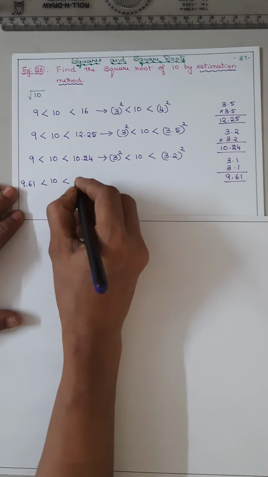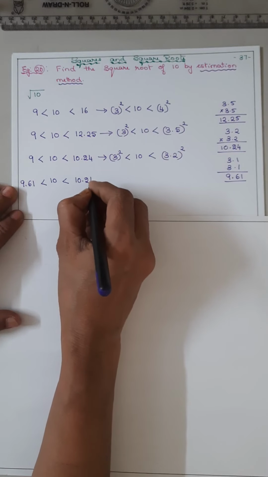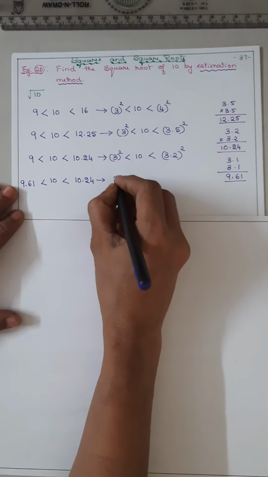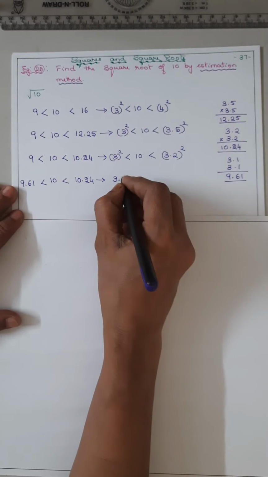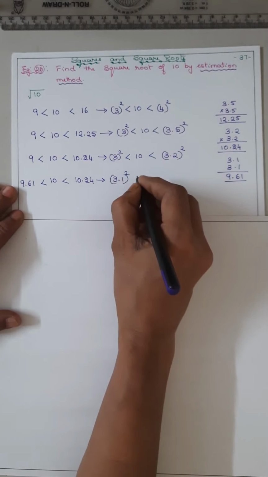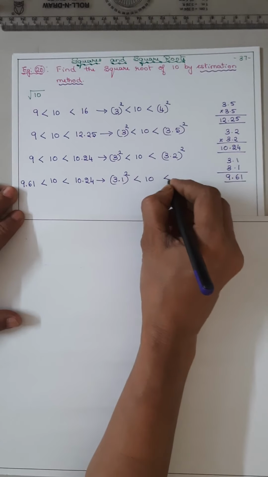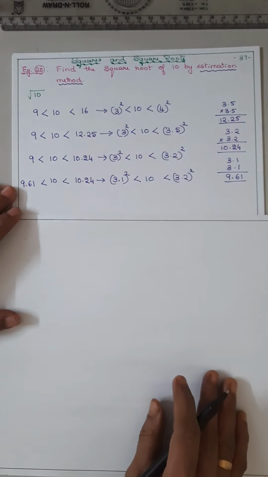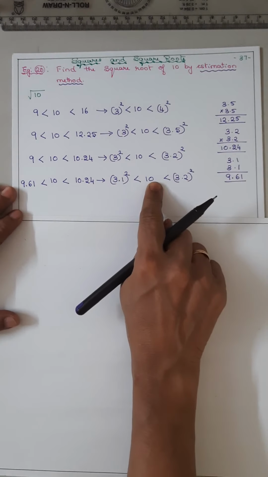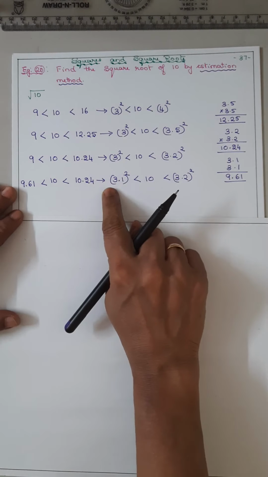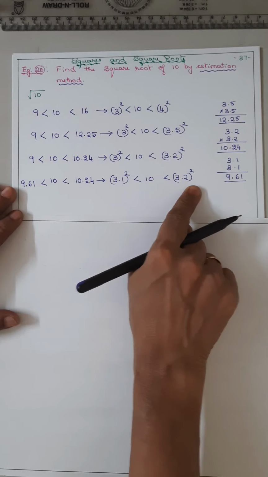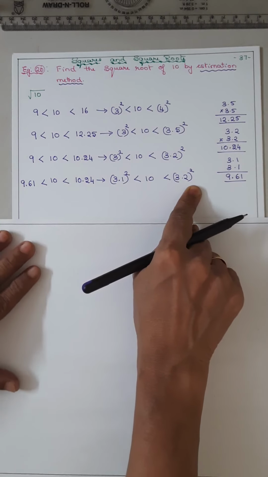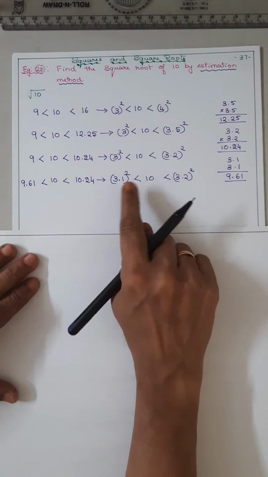9.61 and 10.24. That means it is between 3.1 square and 3.2 square. So 10 is between 3.1 square and 3.2 square. Now, which number is nearest?